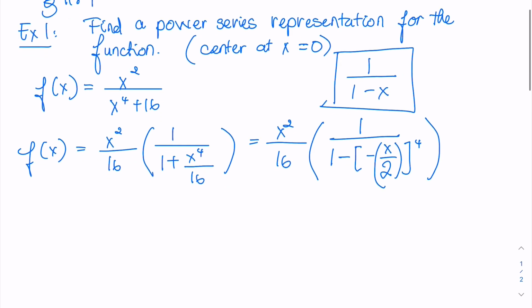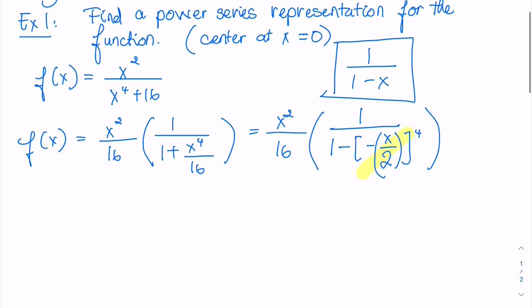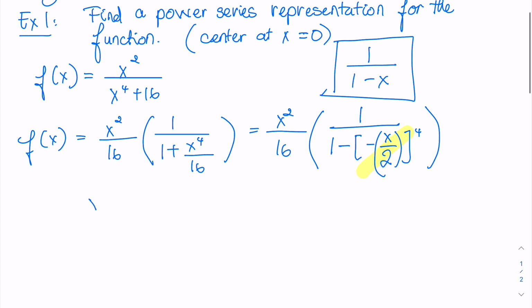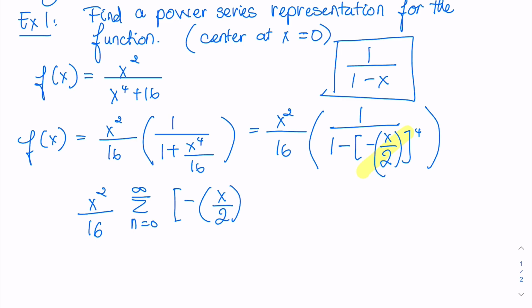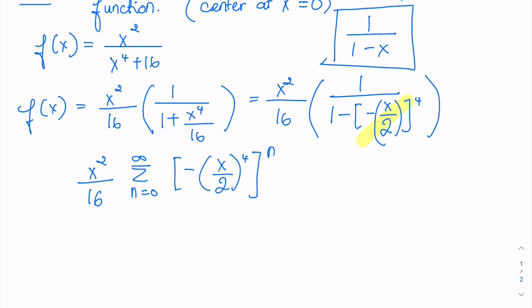So now you see right here, that's what we need to write in the series. So what I have is x squared over 16, sigma from 0 to infinity, and I have negative x over 2 to the fourth, to the n power. Now we're going to rewrite one more time.